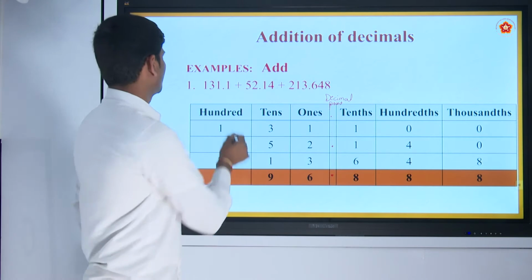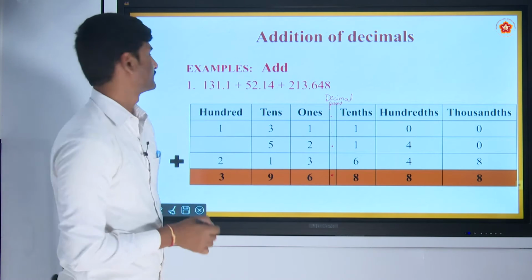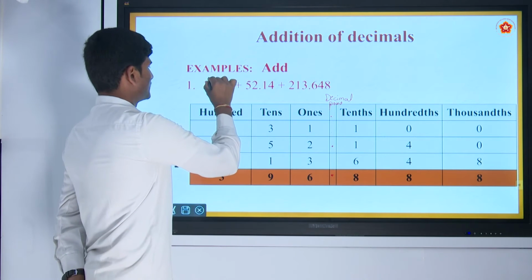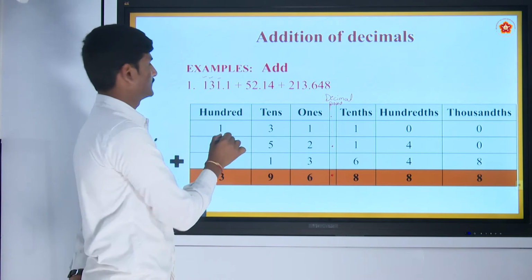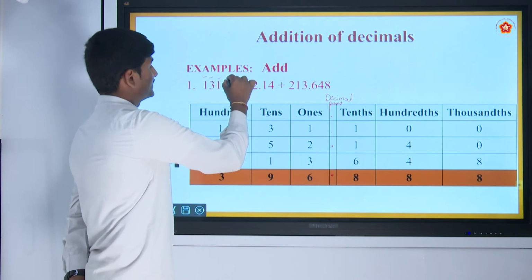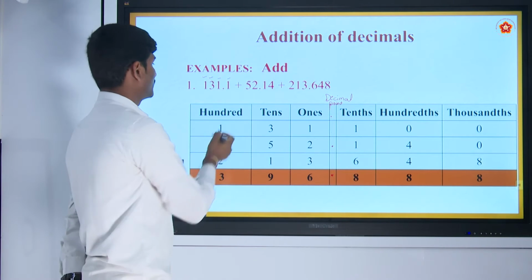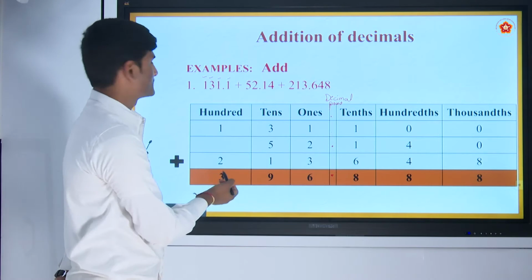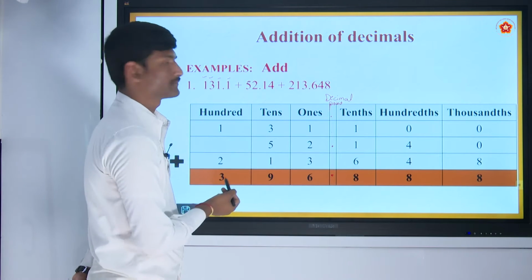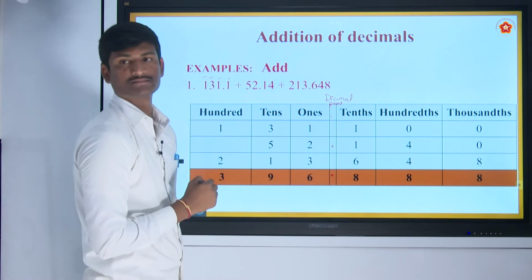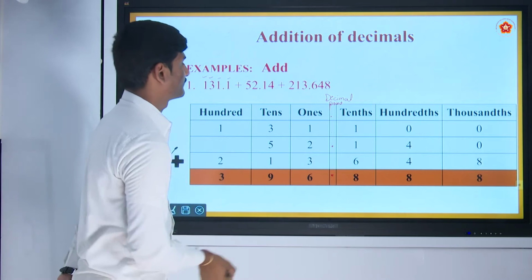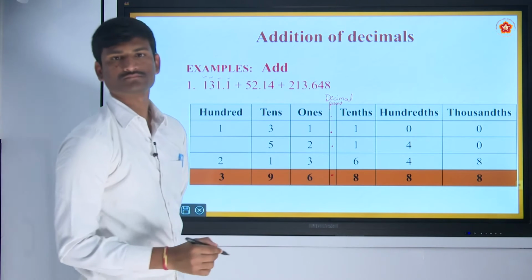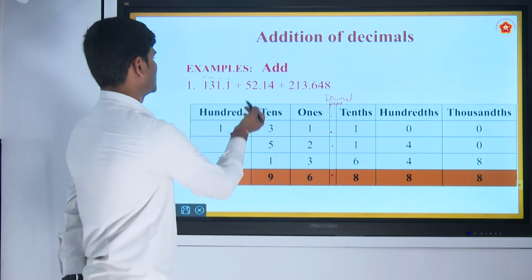Here 131.1. What is the place value of 1? That is ones place, tens, 100. After the decimal point, that is tenths place. First 1 is hundreds place and 3 is tens place and 1 is ones place. Then the decimal point, then 0.1. Okay.